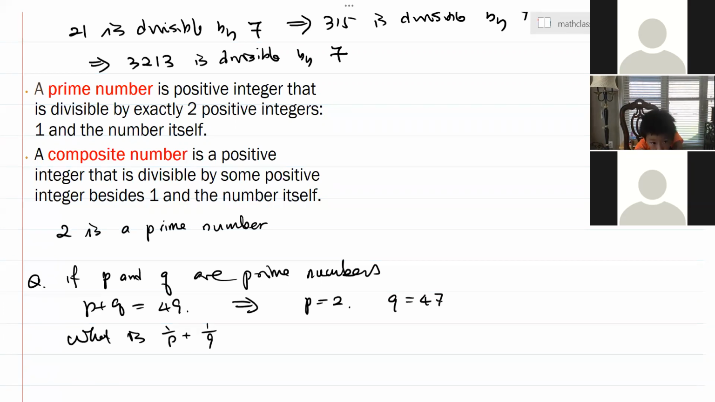So therefore, the sum of the reciprocals is 1/2 plus 1 over 47. You can combine them, and you get 49 over 94. It's interesting, right? The 2 digits switch between numerator and denominator. So be careful, 2 is a prime number. Don't forget that. Two is a prime number.